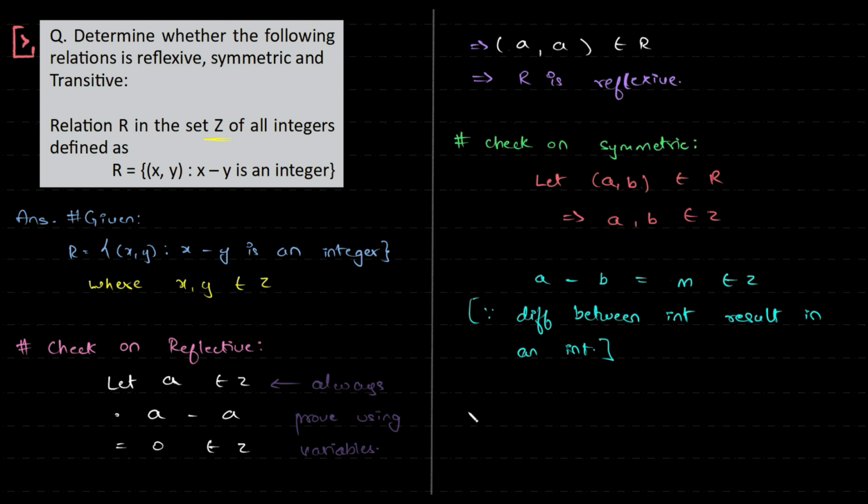Now, we have to consider b comma a, right? So b minus a can be rewritten as minus 1 into a minus b. If you are confused, just multiply minus 1 with this, you will get back the same answer, is it not? Minus 1 into a is minus a, minus 1 into minus b is plus b. Does it make sense? So both are one and the same expression, just that I can express a minus b as m.